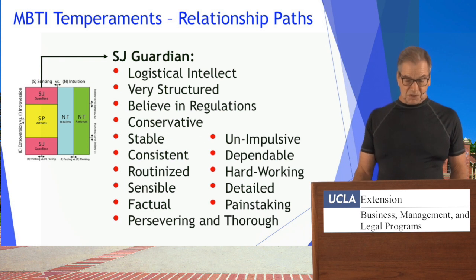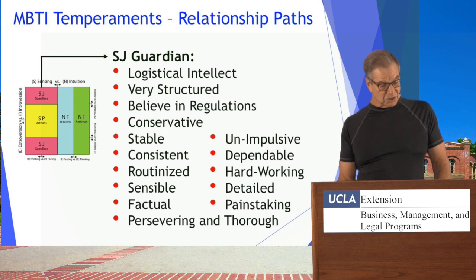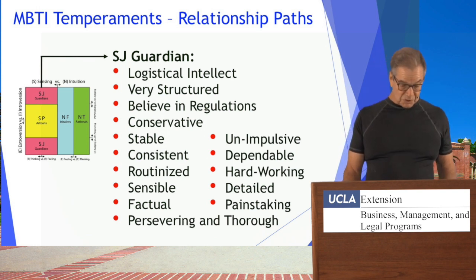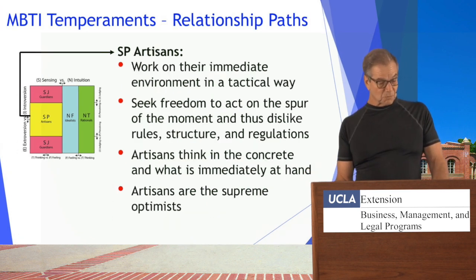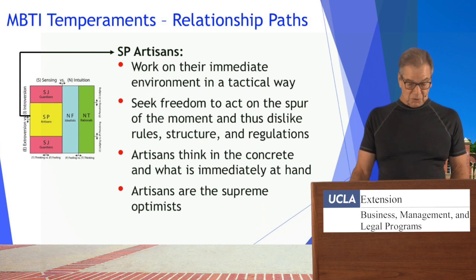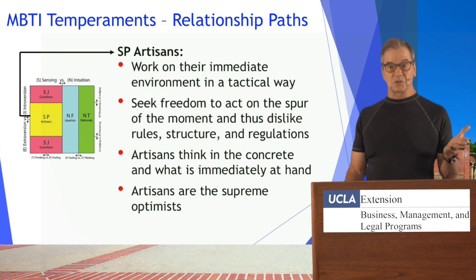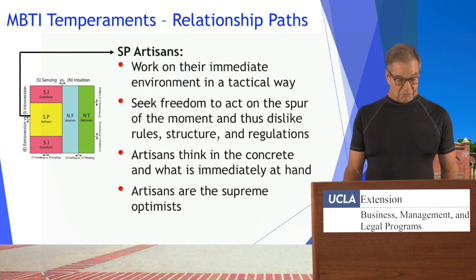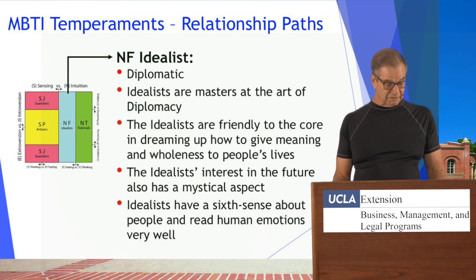But here we list a number of attributes associated with the guardian, the SJ people. Very structured, believe in regulations, stable, conservative, dependable, etc. Our next is our artisan, the people who want to do what they want to do when they want to do it. And so they're good at just spotting opportunities when everyone else is asleep at the wheel because they're so busy doing what they're doing. So here are some points for the artisan, and then the next is the idealist, the NF people.